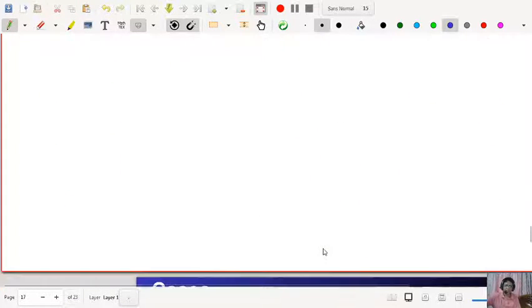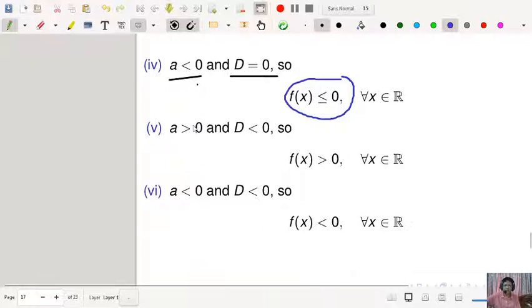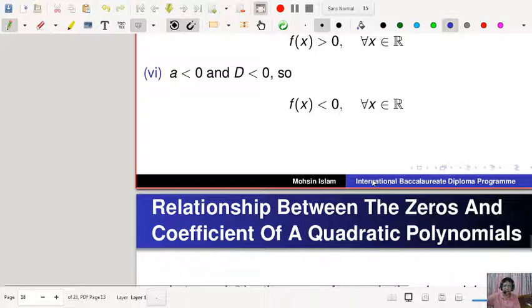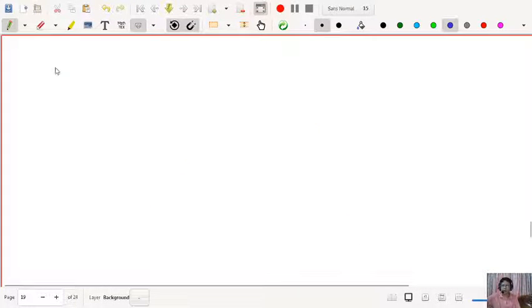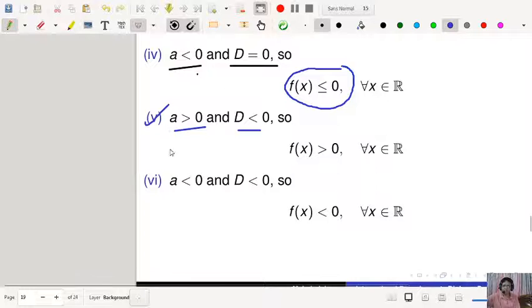So that is the concept actually. Now let me explain the fifth one. A greater than 0 and D less than 0. So what will happen? D less than 0 means the discriminant is negative. Inside the root is negative. That means the roots are complex or imaginary, right? Let me show you.